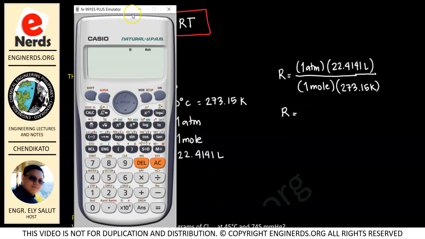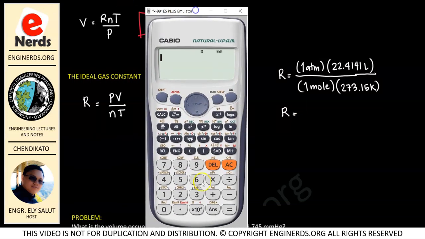So let us use our calculator. So we have 1 times 22.4141 divided by 273.15. So we have 0.082058. Okay?